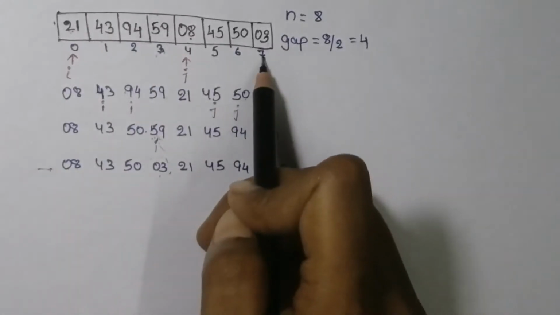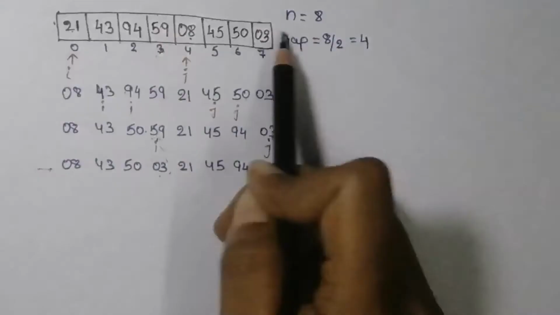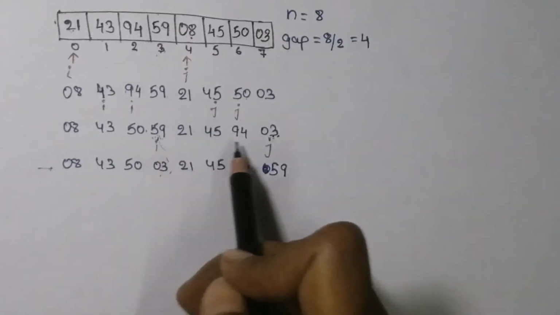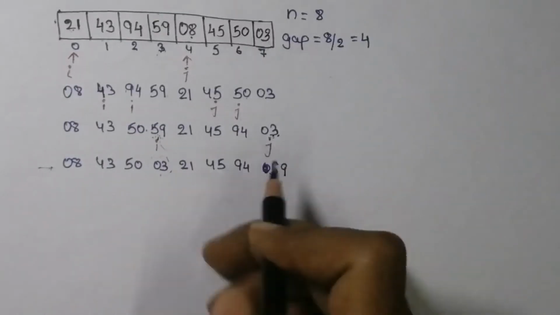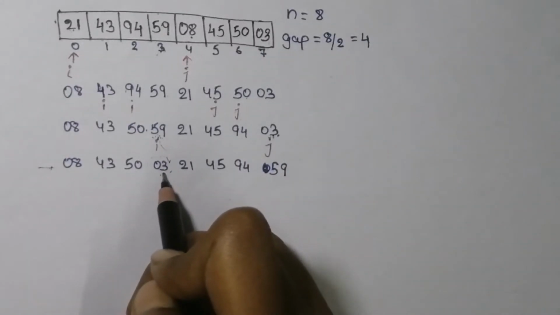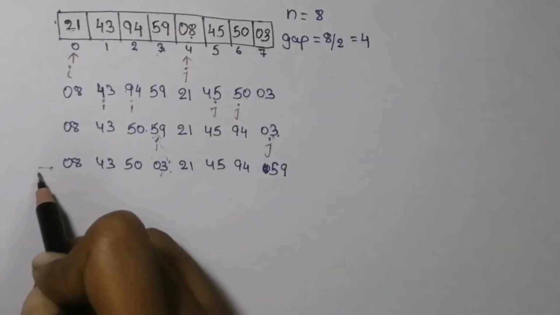So 3 plus 4 equals 7. That's why we are comparing 59 with 3. And if 59 is greater, then we need to swap them. So here, if a swap occurs, then we also need to compare that element with the previously gapped element.